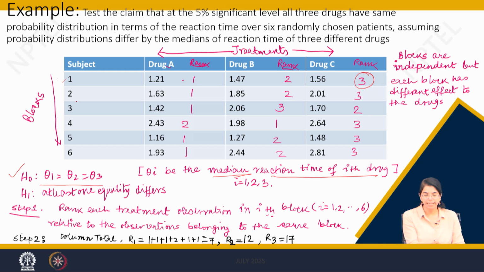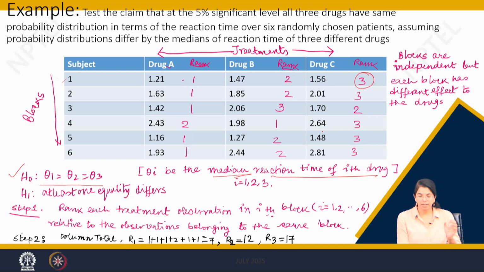Next also the second block, that will be 1.63 the lowermost, so rank 1, 1.85 second lowermost, so rank 2, 2.01 is the third one, so rank 3. You can just check on the fourth observation. You will see the first observation, which is 2.43. It receives the rank 2. 1.98, it is the lowermost, so its rank is 1. And finally 2.64, it receives rank 3.